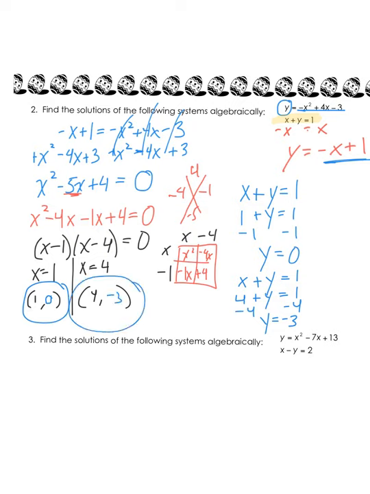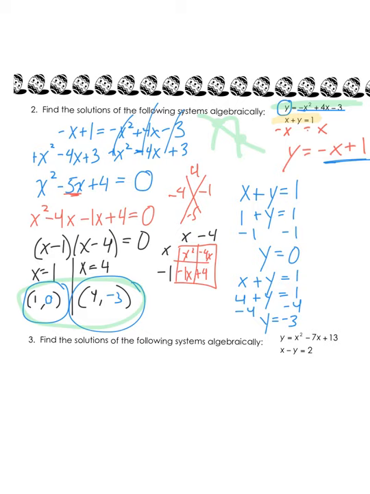Okay, so just to be clear, this is what we found. We found this parabola up here. It's an upside down parabola. And this line right here run into each other at 2 different places. What are those 2 places? 1, 0, and 4, -3.